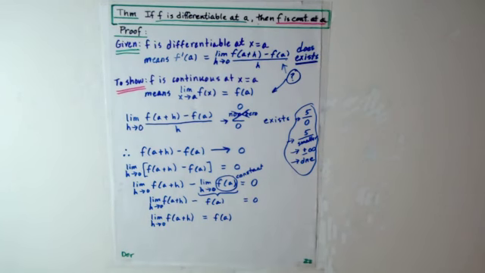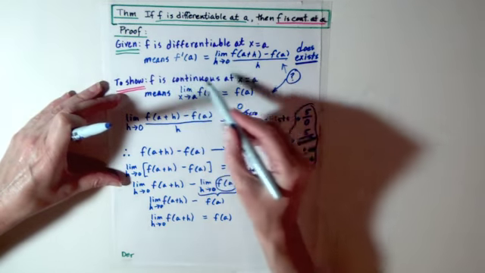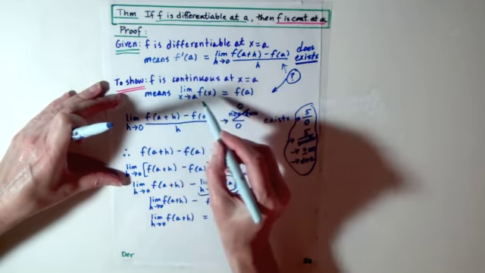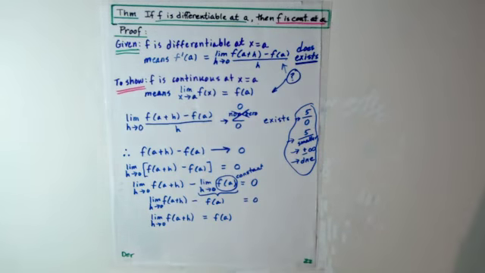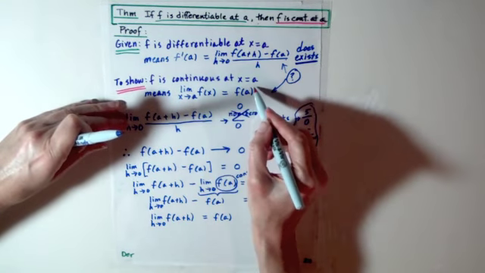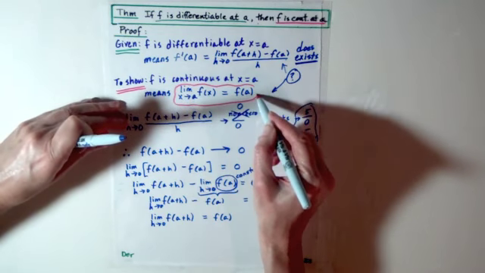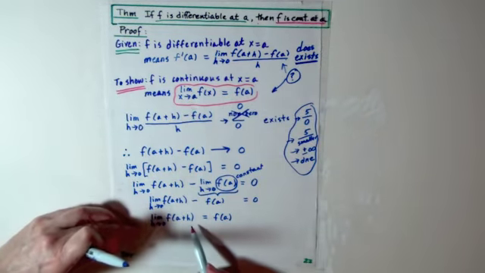Okay, we're going to make one other change here. You notice what I really want to show is this. I want to show f is continuous at a, and we said, what does that mean? That means what I have written right here. It means the limit as x approaches a of f of x is equal to f of a. And what I have down here is looking suspiciously like that.